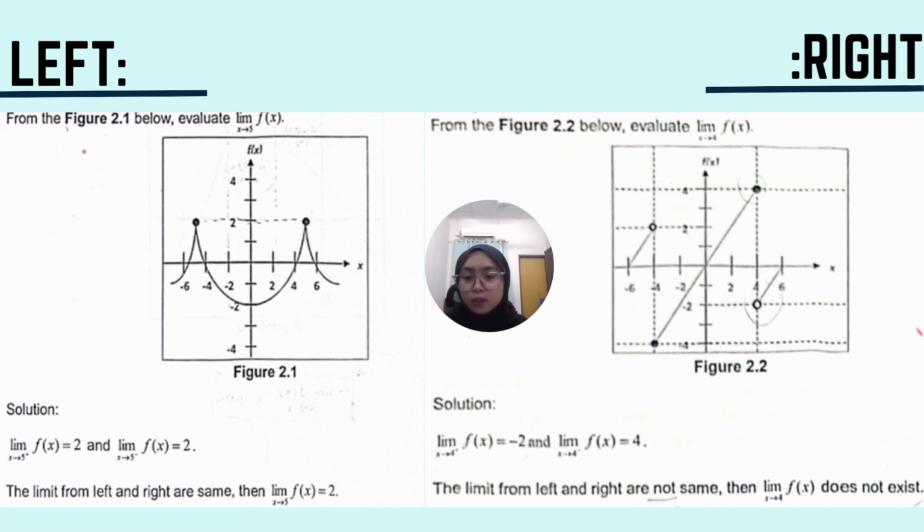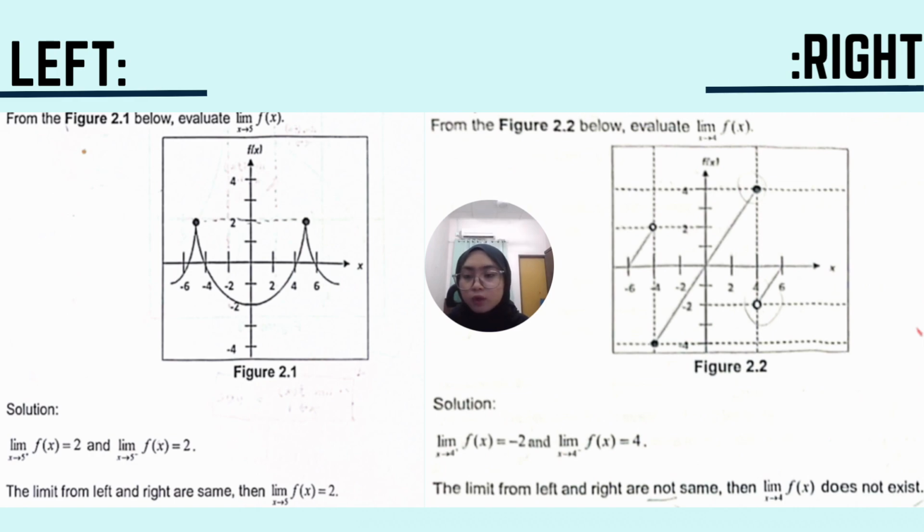Okay, let's look at figure 2.1 at the point x equal to 3. As we approach x equal to 3 from the left, x approaches 3 minus, the function value f(x) approaches 2. And as we approach x equal to 3 from the right, x approaches 3 plus, f(x) also approaches 2. Limit x approaches 3 plus f(x) equals 2. Since the left limit and the right limit are the same, the overall limit exists, which is limit x approaches 3 f(x) equals 2.